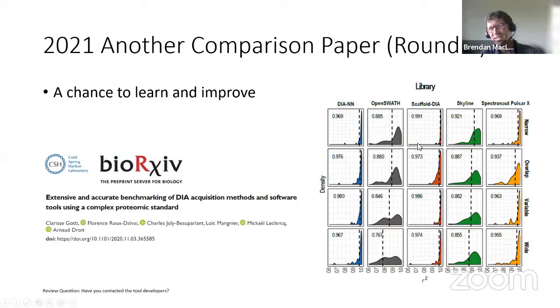So this is a summary of different acquisition modes with narrow overlap, variable windows, wide windows, and then these 5. So we've added Scaffold DIA and DIA-NN to the 3 from before: OpenSwath, Skyline, and Spectronaut. And OpenSwath and Skyline look really terrible.